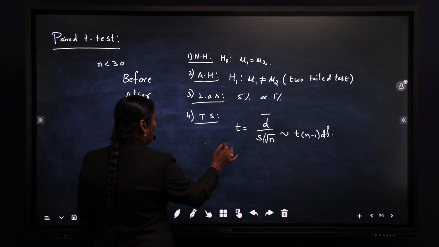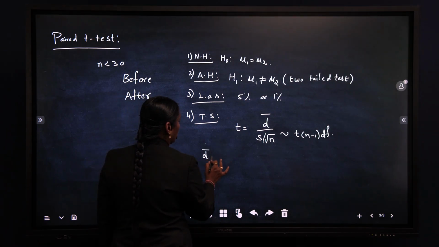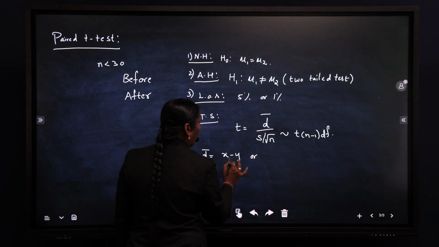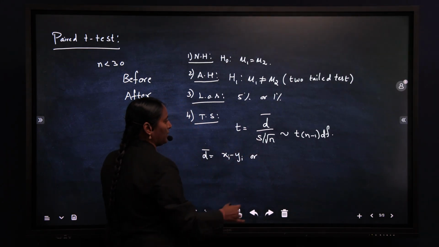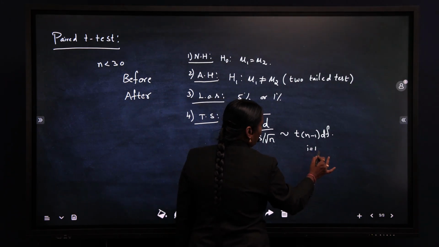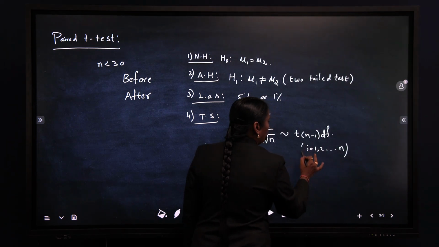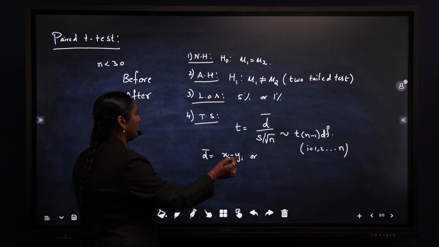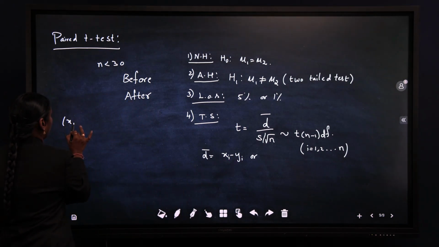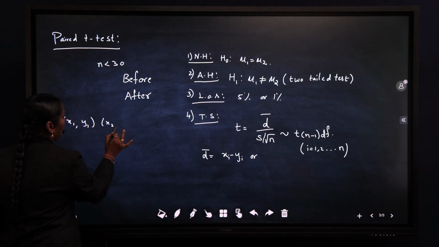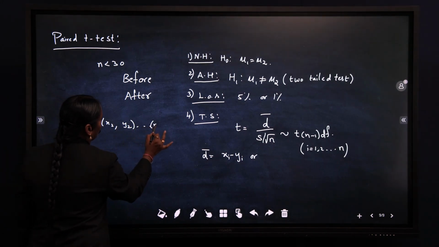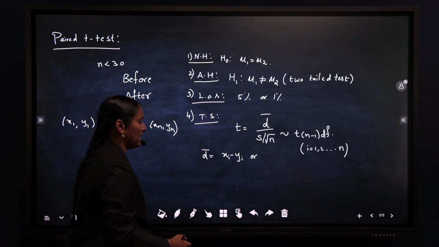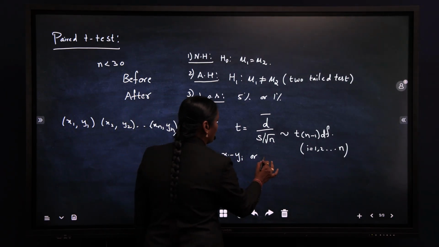Now we find the value of d bar, going through the values of x minus y observations, where i refers to 1 to n, whatever the given observations. It means that if in the given problem we have n equal to 10 observations, we write the values as x1, y1, x2, y2 and so on, xn, yn. In the same way we define di is equal to either xi minus yi or yi minus xi.